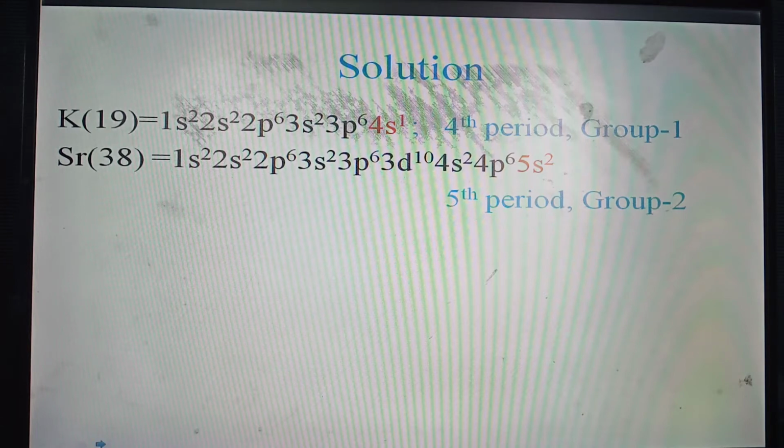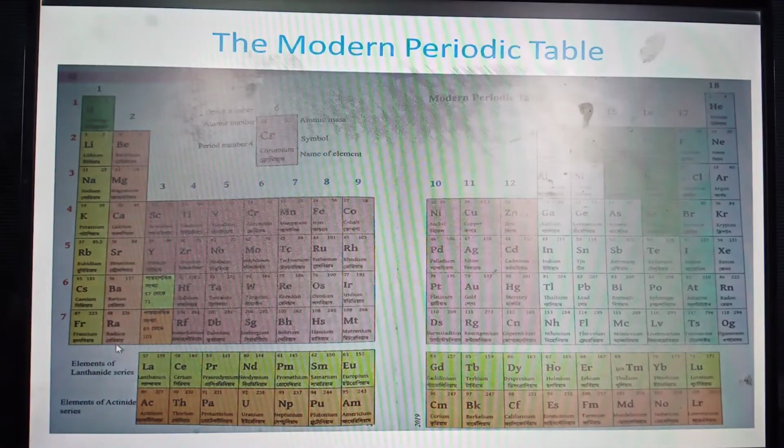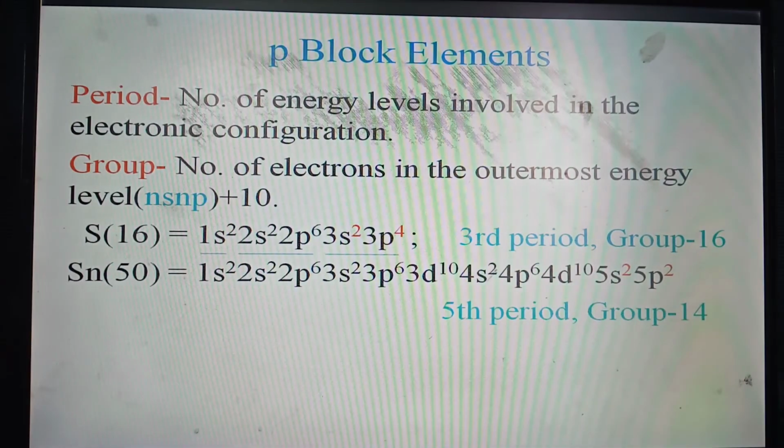Let us see the element. Fifth period, it is group 2. Here is strontium. So by writing the electronic configuration, you can determine the position of s block elements in this way. Let us proceed to the next block, that is p block elements.